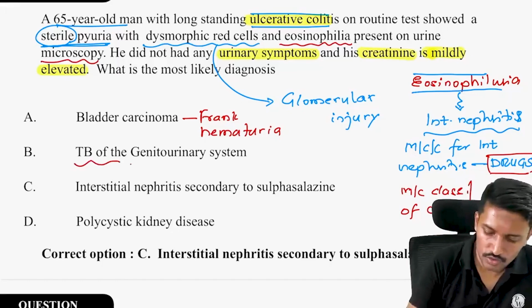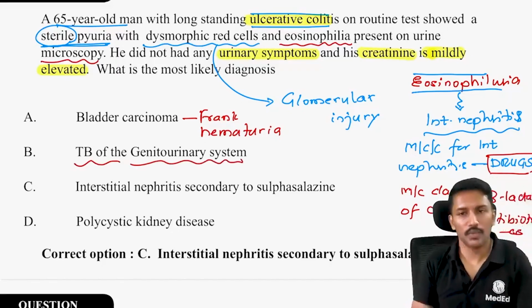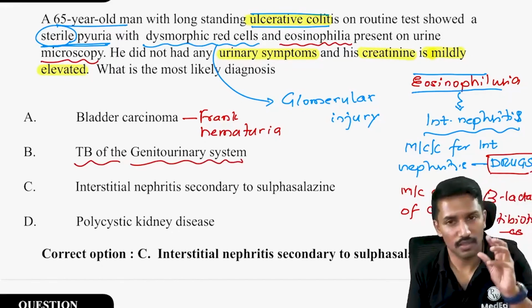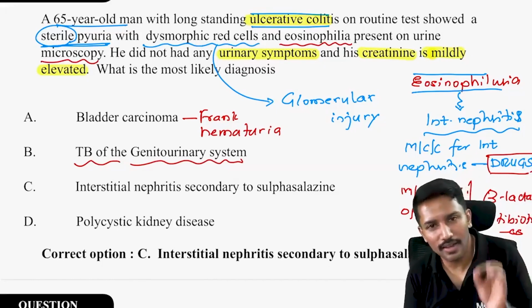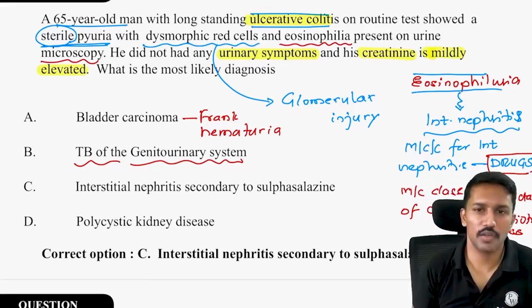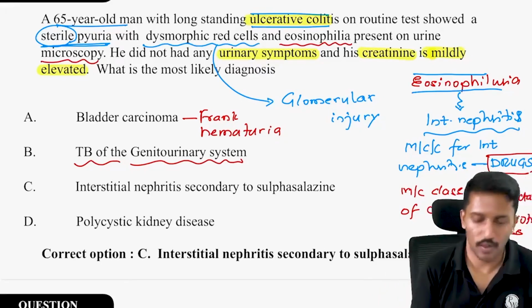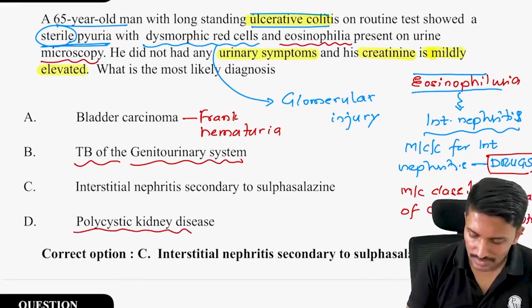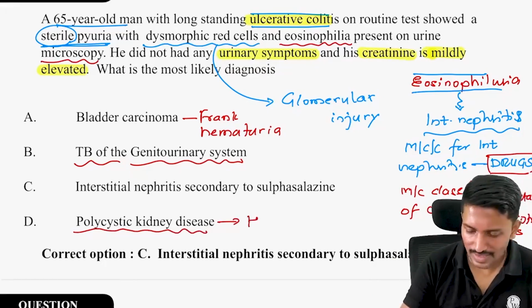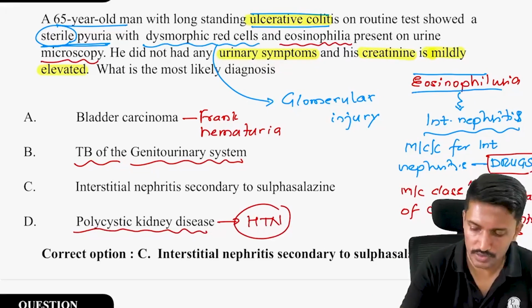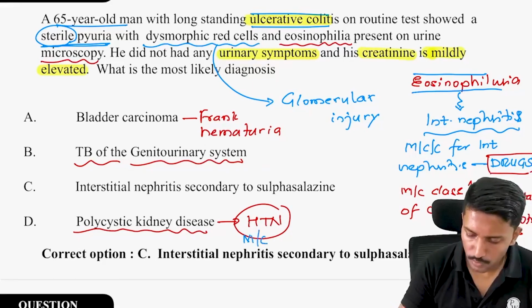Now, tuberculosis of the genitourinary system would have caused other symptoms because generally it forms tuberculomas. And again, tubercular genitourinary system infection cannot be explained with the eosinophils that we are seeing here. Okay. Then polycystic kidney disease usually presents as hypertension. The most common presentation of polycystic kidney disease is hypertension.